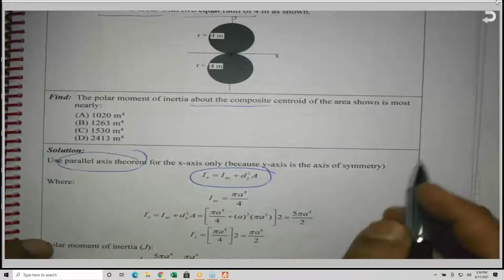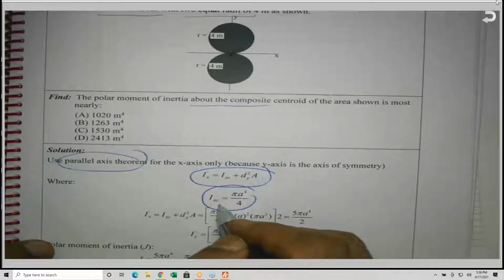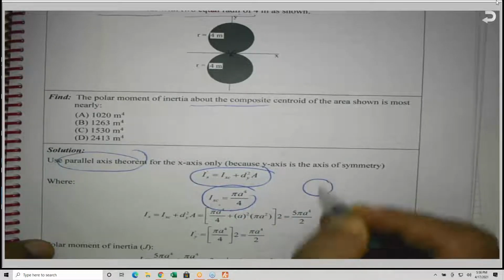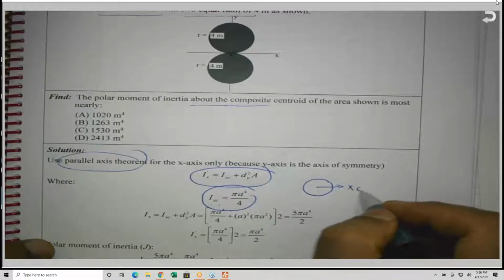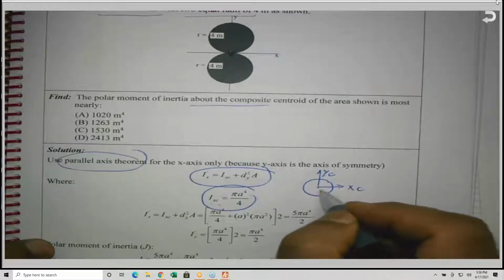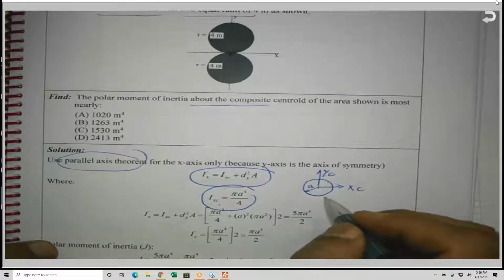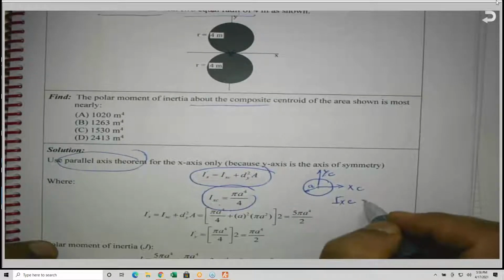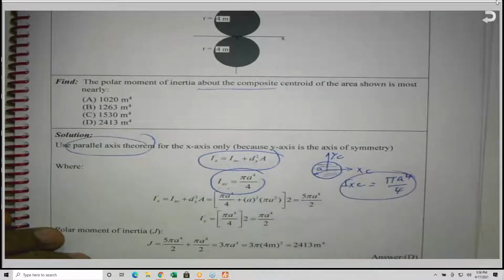If you have a circle, the circle has a centroid. This is called XC, and this is called YC. The NCEES is using the letter A for the radius. I will show it to you right now. So the moment of inertia, IXC, is equal to pi a to the fourth divided by 4. You don't have to memorize and you don't have to derive any equations.